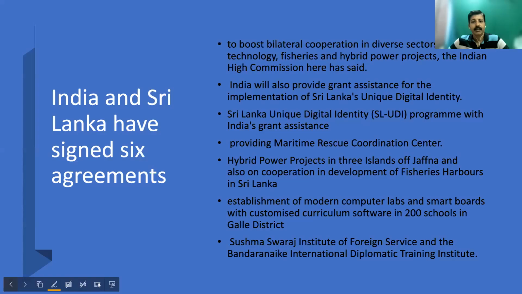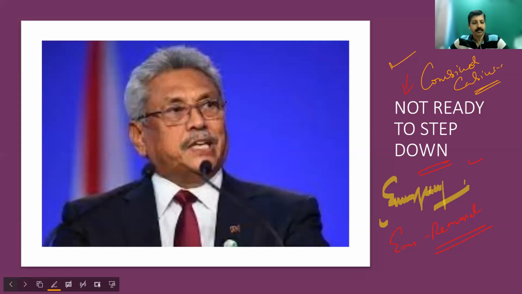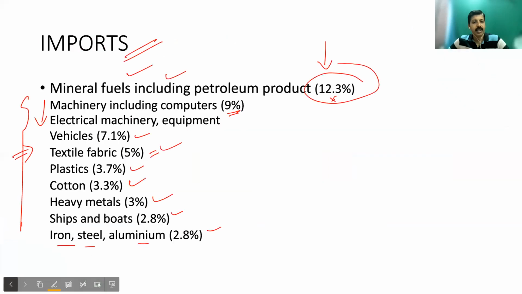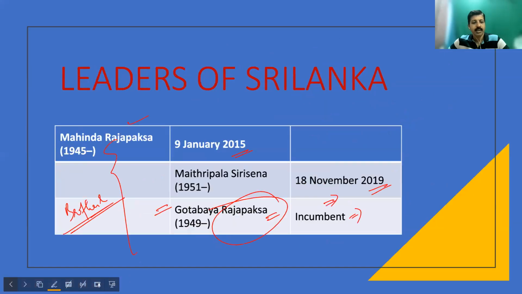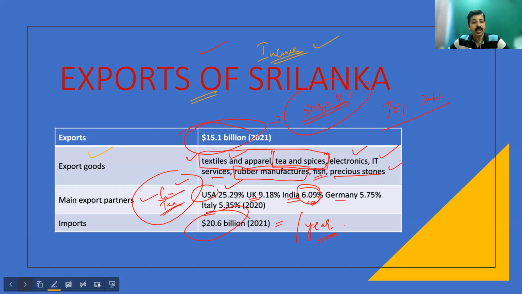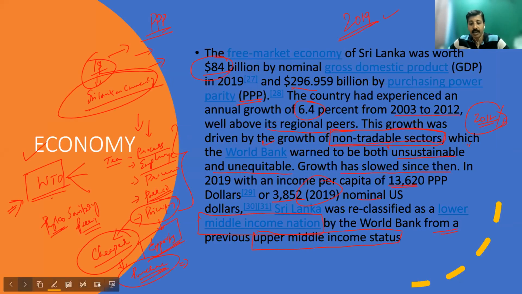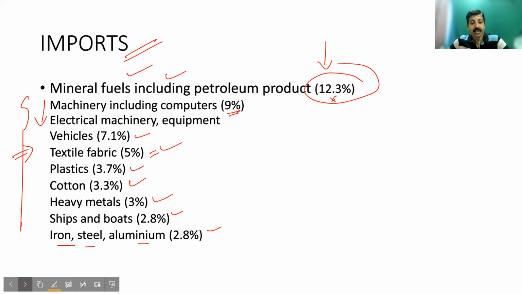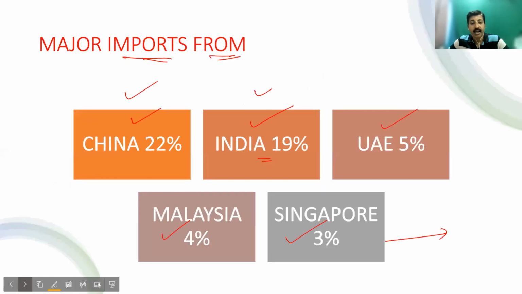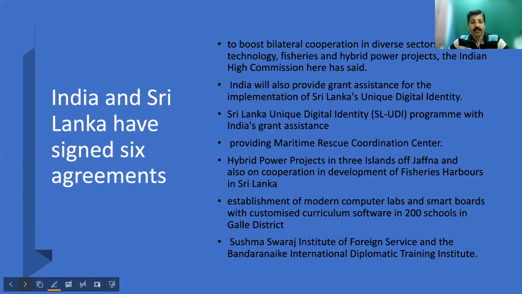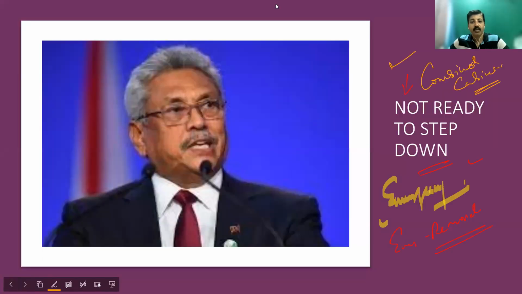It's clear? Any doubt so far in this? I have explained all the aspects of why Sri Lanka is facing a crisis, and what steps they are supposed to take. And what went wrong in export and import, and who are the major players in export and import. And the latest relationship, the MOUs signed between India and Sri Lanka. All those aspects we have discussed in detail. If you have any queries, you can ask me.